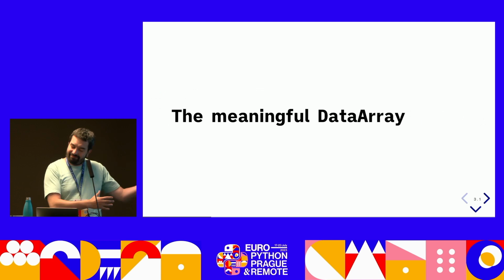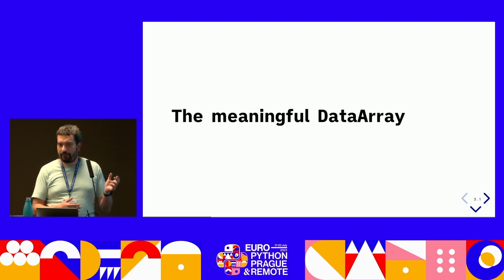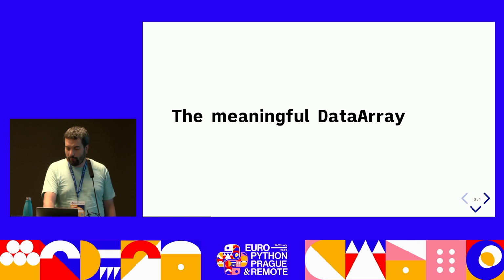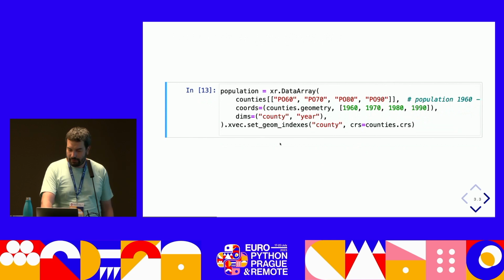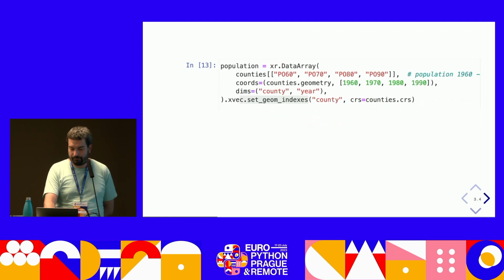But such a simple data array doesn't really make sense to use. You can easily use a GeoPandas GeoDataFrame for the same thing, because you are limited to two dimensions, and it would be much easier, much more comfortable for you. So a bit more meaningful example would be including a time dimension. We still use our counties example, but we take population for four different periods. So we want to now index the data array based on geometry as before, but also by time. So we can see that we have two dimensions in here, and we already set the geometry index directly.